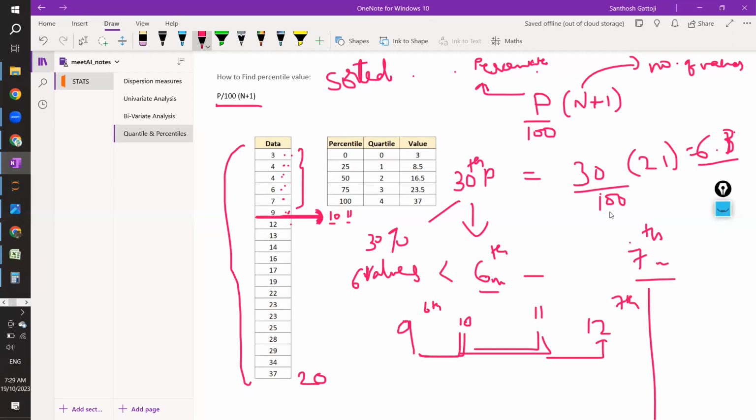Okay, 6.3. That means what? My point is, if the 6th number is 9 and the 7th number is 12, what will be the 6.3 number? Getting the question? According to this, my 6th number is 9, my 7th number is 12 according to the data. Clear? But the percentile position I am going to get is 6.3. What will be 6.3 over here?